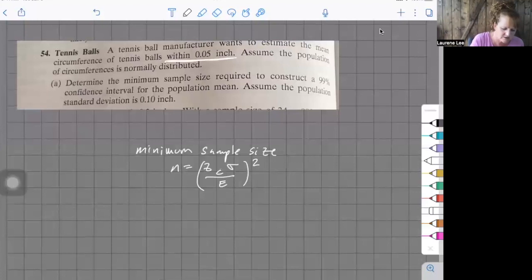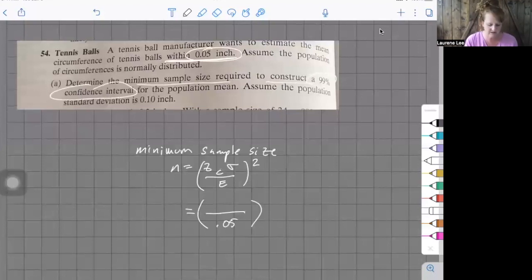So I want to be within 0.05 inches. So that's going to be my error value down here. Now, sometimes the error is a percentage. Sometimes it's a decimal. It doesn't matter. You can put whatever you want down there, whatever it gives you. Remember, if it gives you a percentage, like the error can only be 2%, you're going to do 0.02. No percentages in calculations, convert to a decimal. Okay. Determine the minimum sample size required to construct a 99% confidence interval.